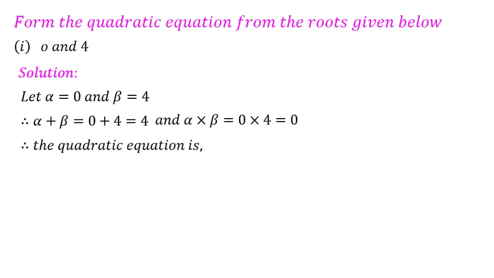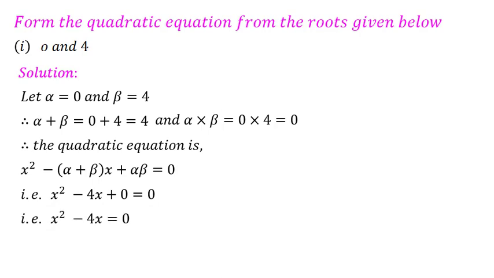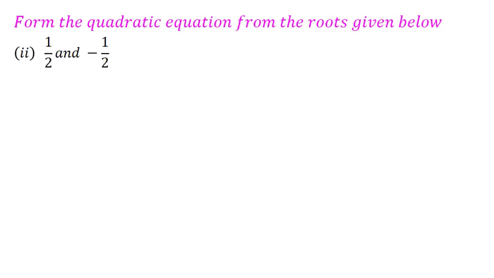So I will say that the quadratic equation is x square minus (alpha plus beta) x plus alpha beta equal to 0. That gives me x square minus, alpha plus beta value is 4. So x square minus 4x plus 0 equal to 0. That gives me x square minus 4x equal to 0. So let us see the next question.